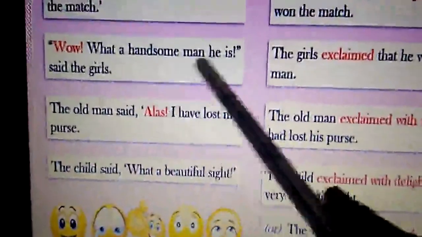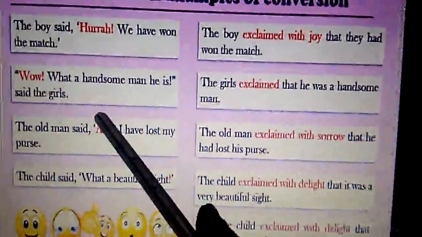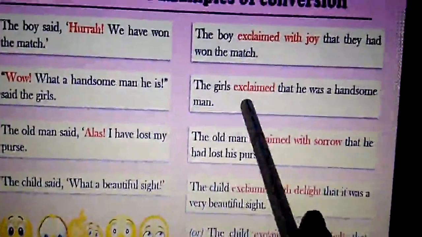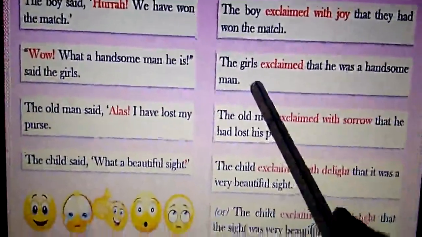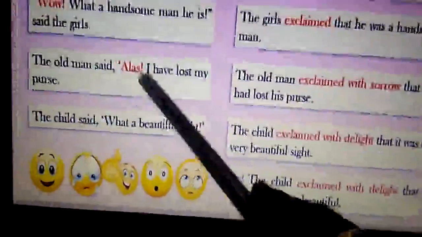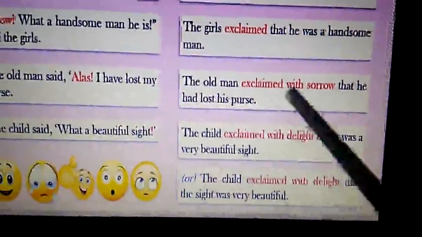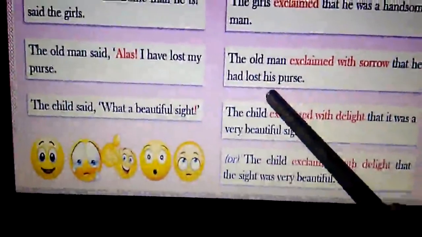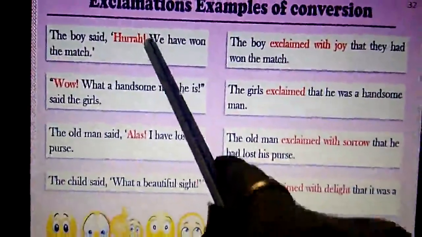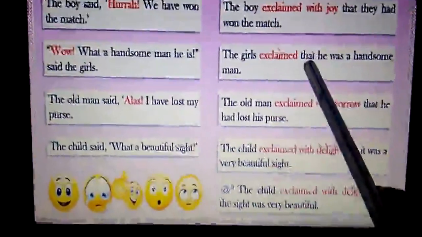"Wow, what a handsome man he is," said the girls. Wow is a kind of surprise. The girls exclaimed that he was a handsome man. The old man said, "Alas, I have lost my purse." Alas is an exclamatory word used to express sorrow. The old man exclaimed with sorrow that he had lost his purse. Here, we are skipping these exclamatory words and also the exclamatory mark, and we are just making it a statement. The exclamatory sentence has been changed to a statement here.